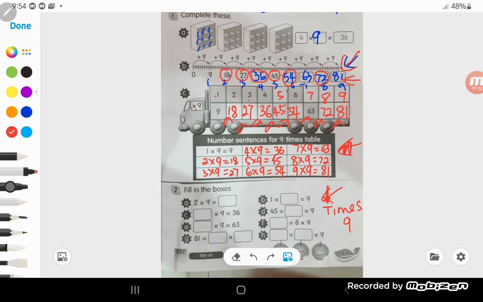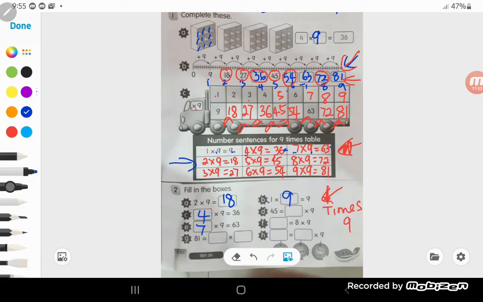A, 2 times 9. What is 2 times 9? 2 times 9 is 18. Okay. B, 1 times what equal 9? This one is easy. What is the answer 9 here? Is it this one? So 1 times, you see this number, you put here. Like that. Okay, C, what number times 9 equal 36? 36 here. What number times 9? 4. Then, 63. Where is 63? This one. What number times 9? 7.